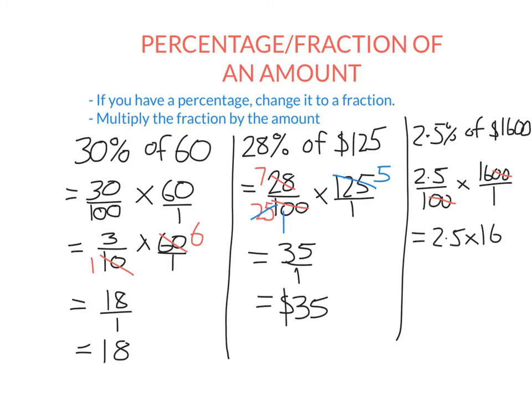2 times 16 is 32. Half of 16 is 8. 32 plus 8 is 40. This will be $40, and we're done.